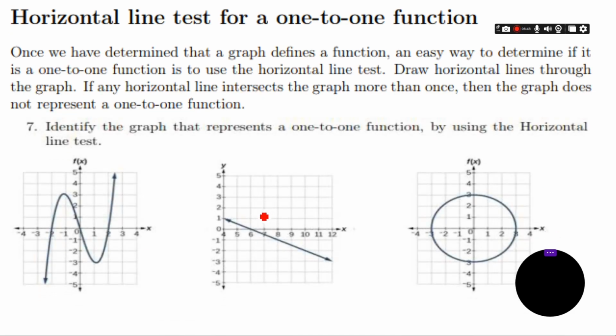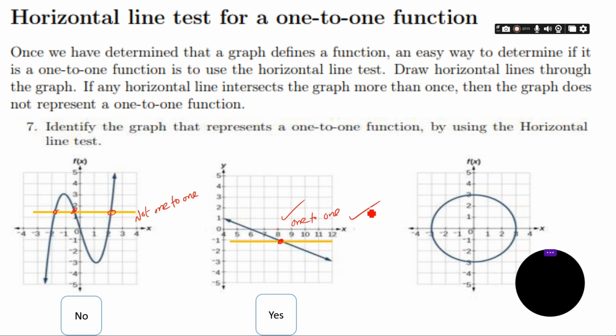Horizontal line test for a graph, to check for a 1 to 1 function. Here this is the horizontal line, how many points is it cutting at? 1, 2, 3, so not 1 to 1. For this one the line is cutting at only 1 point, so it is a 1 to 1 function. This line is cutting at 2 points, more than 1, so not 1 to 1.